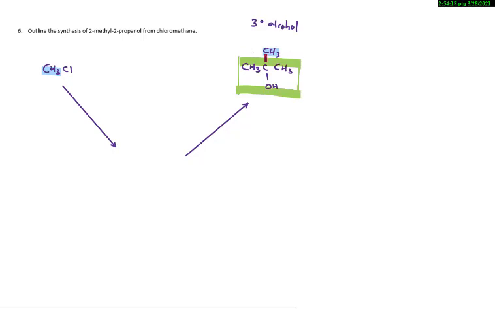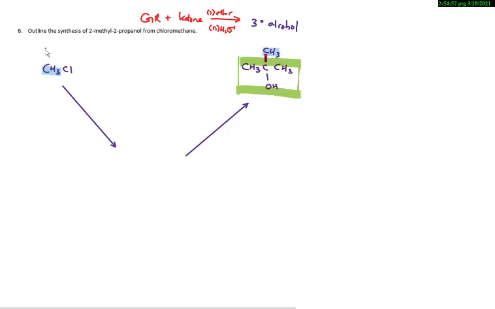In question number 6, outline the synthesis of 2-methyl-2-propanol from chloromethane. Here is the structure of 2-methyl-2-propanol, and here is the structure of chloromethane. Let's check this final product. We have a CH3, which represents the structure of chloromethane. In order to produce a tertiary alcohol, it must go from a Grignard reagent together with a ketone, followed by hydrolysis in the second step. Here is a slogan that you need to remember.